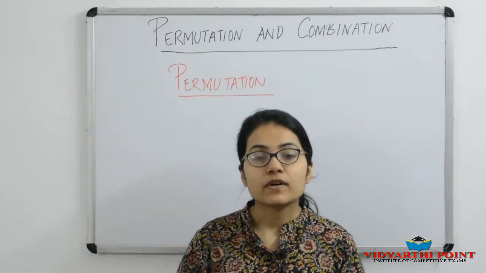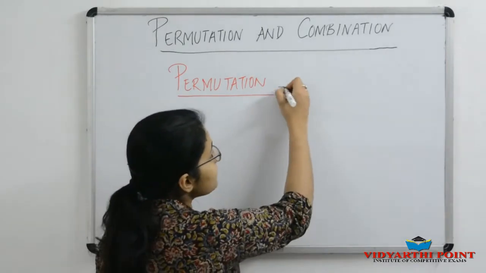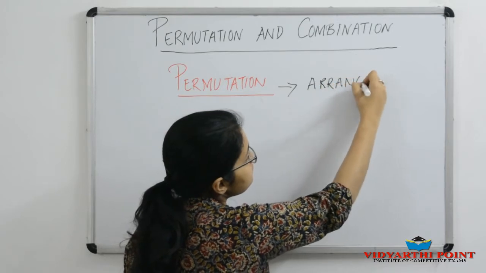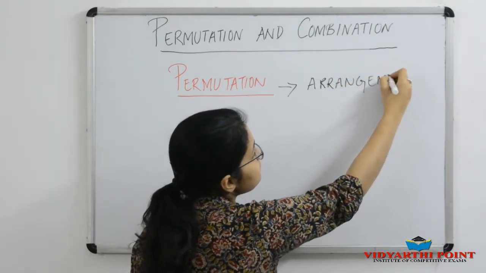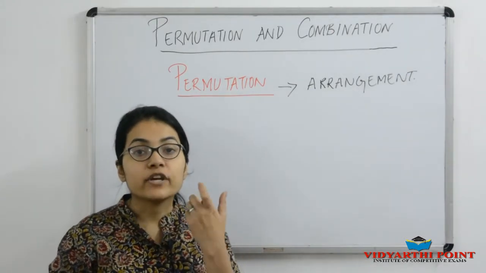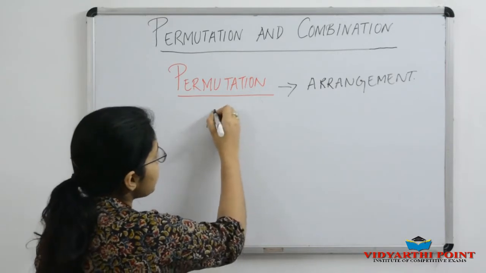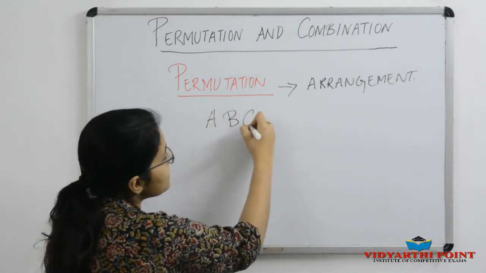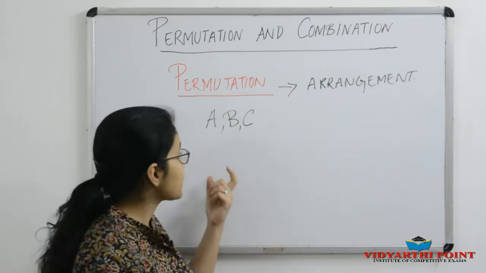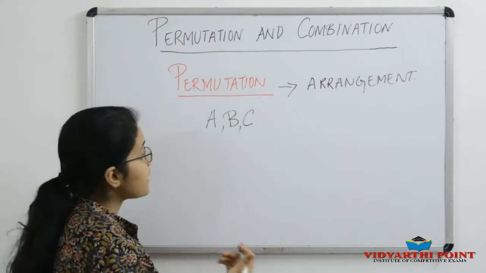Now, let us look at the concept of permutation. What is permutation? Permutation is nothing but an arrangement. That is, in which way we arrange some things. Let us take an example of the letters A, B, C. Now, we have to arrange them. Let us arrange them and find in what number of ways they can be arranged.